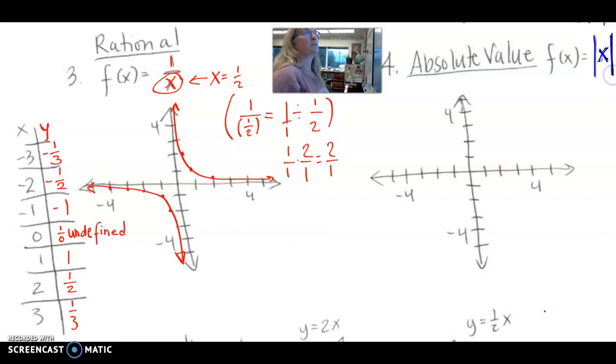Okay, and then this other function here that we're going to be looking at is the absolute value of x. Remember that absolute value makes it positive. So if you put in a number like 0, the absolute value of 0 is 0. The absolute value of 1 is 1. The absolute value of 2 is 2.